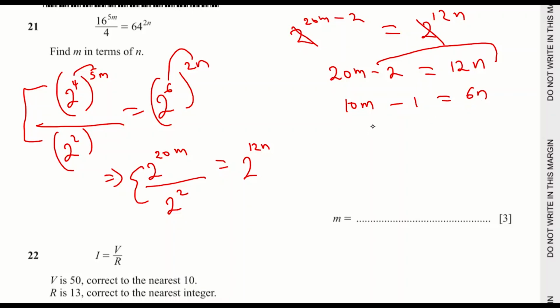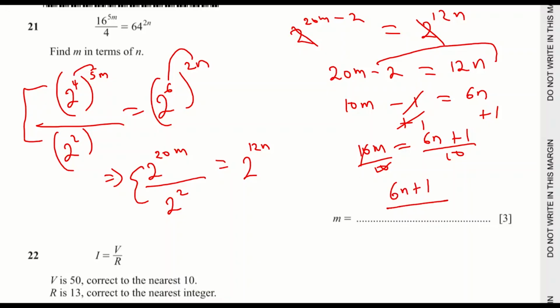So I want to write m in terms of n, so I have to make m the subject of the formula. So I can add 1 to both sides. This will delete this, so I'm left with 10m equals 6n plus 1. Finally, I can divide both sides by 10. Okay, so m equals 6n plus 1, everything over 10. So this is what I have here.